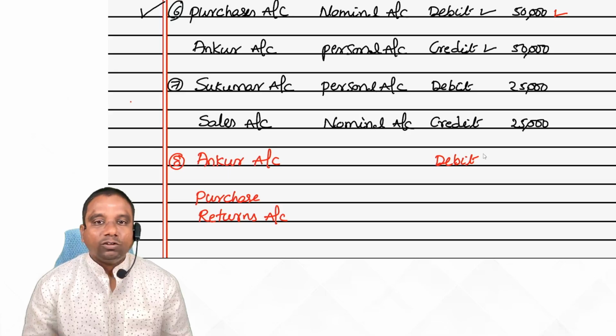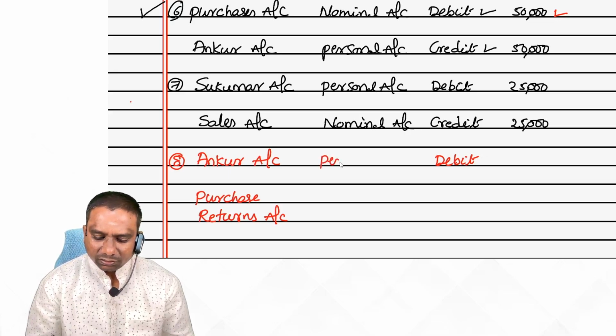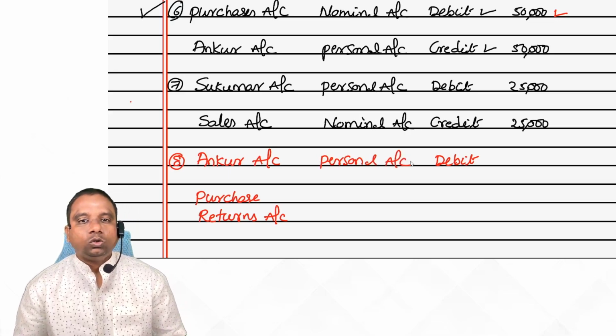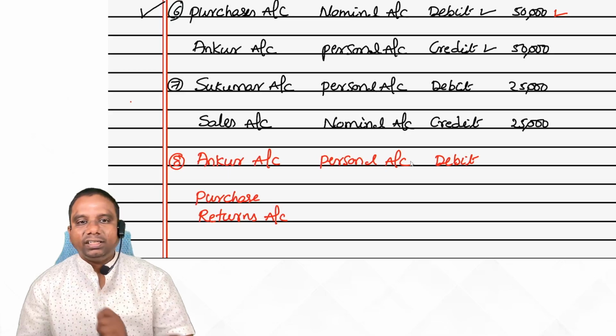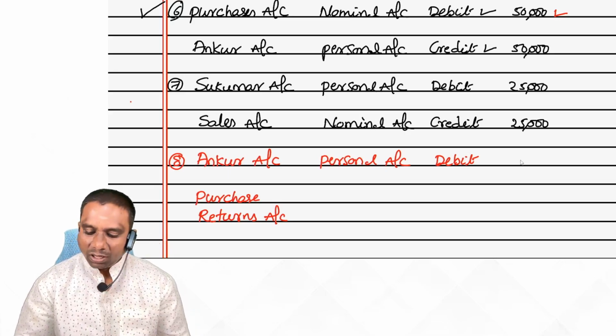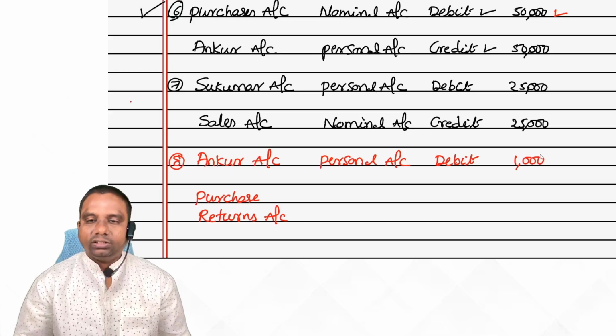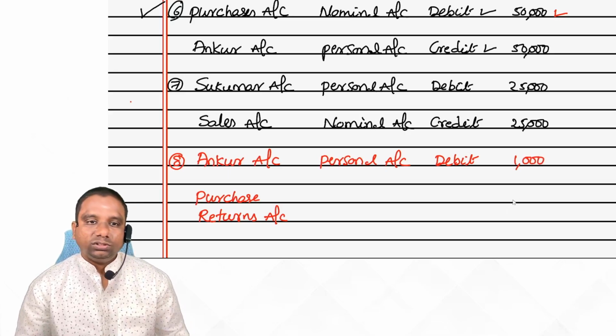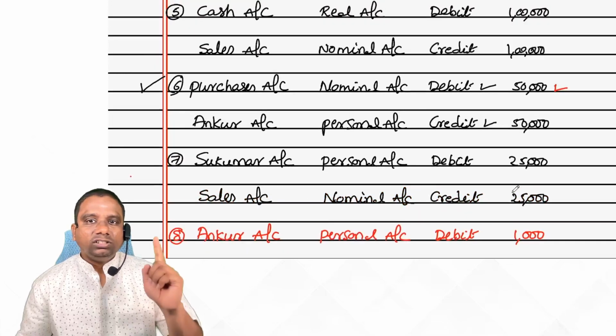Ankur account is debit. Why, sir? Because he is a person, so personal account. Rule: debit the receiver, credit the giver. Here Ankur is receiver, debit. How much, sir? 1000.